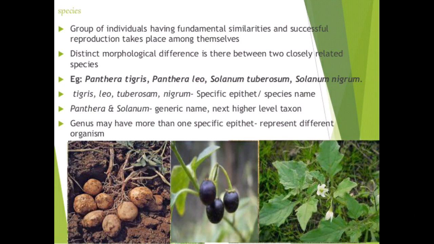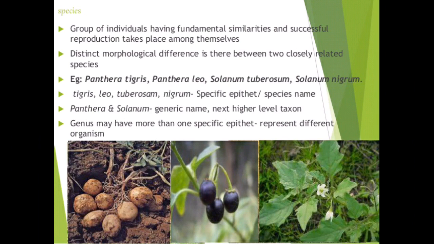Species is a group of similar individuals having fundamental similarities, and successful reproduction takes place among themselves. Distinct morphological differences exist between two closely related species. For example, Panthera tigris and Panthera leo. Panthera tigris is the tiger and Panthera leo is the scientific name of the lion. Solanum tuberosum is potato and Solanum nigrum is black nightshade.